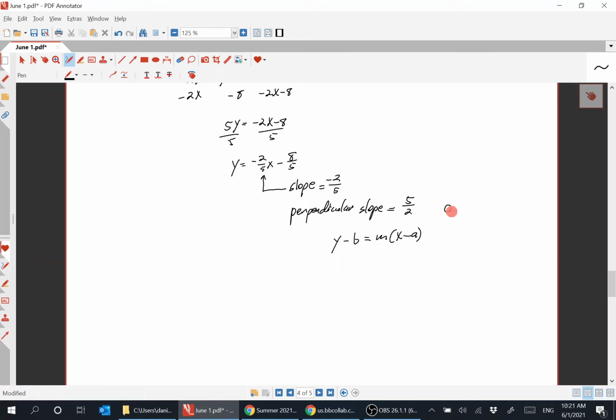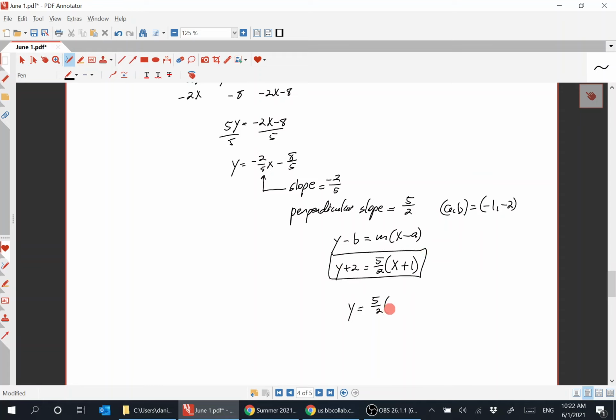where (a, b) was equal to, what was it? (-1, -2). All right, so y minus b, but b is -2, so it's y plus 2 is equal to the slope 5/2 times x minus a. A is negative, so it becomes x plus 1. So there it is. And you can put it into slope-intercept form if you want. This answer is perfectly fine.